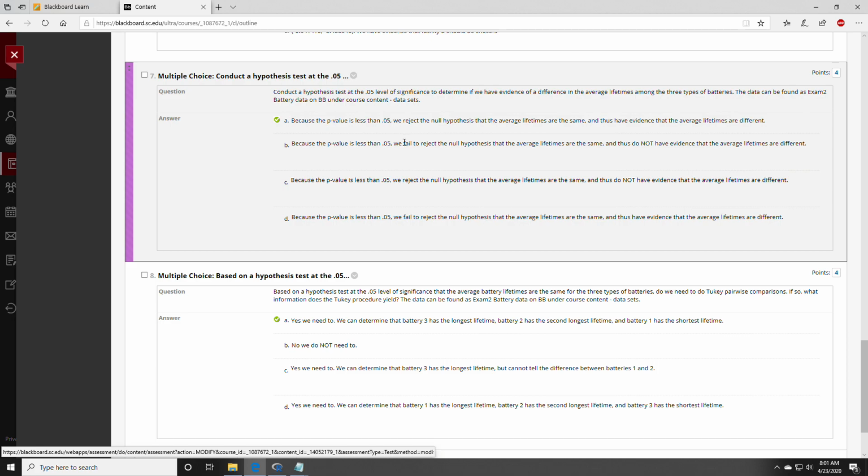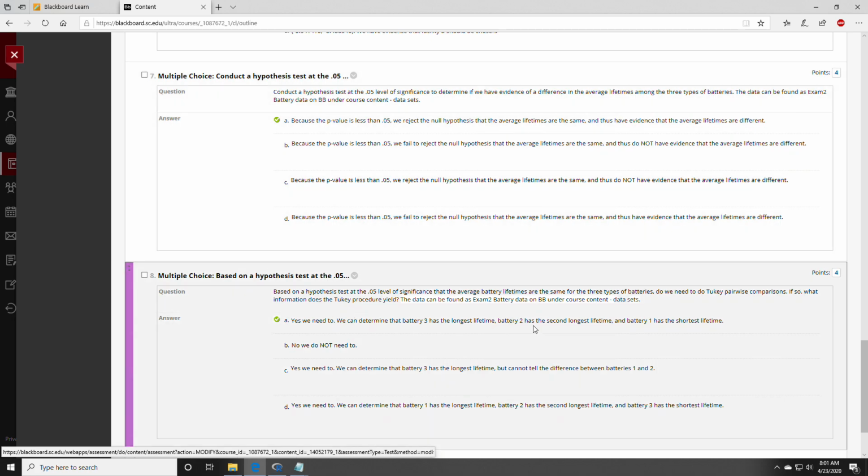So this one is incorrect because we're failing to reject the null hypothesis, right? When the p-value is smaller than the significance level, we reject the null hypothesis, not fail to reject. Okay, this is also fail to reject, but to see why this one is wrong, it says reject the null hypothesis and thus do not have evidence that they're different. Okay, that's wrong because we do have evidence. Whenever we reject the null hypothesis, we have evidence of a difference.